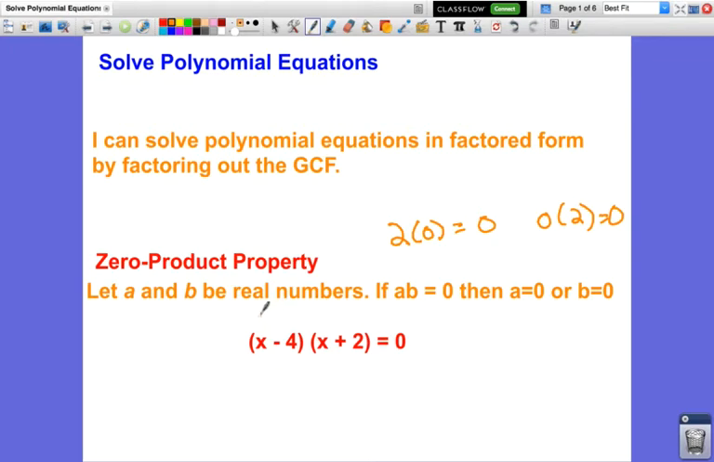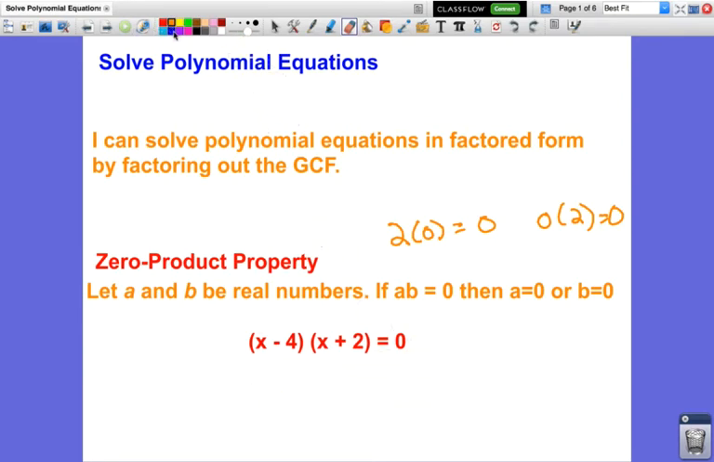Well, if everything inside the parentheses x minus 4 were to equal 0, and I multiplied it by whatever x plus 2 is, then my answer would be 0, because 0 times anything is 0. Also, if x plus 2 was equal to 0, then x minus 4 times 0 doesn't matter what x is. If this is 0, then it's going to be equal to 0. So I'm going to use that to figure out the possible answers that make this equation equal to 0.